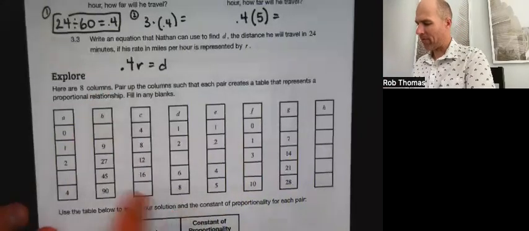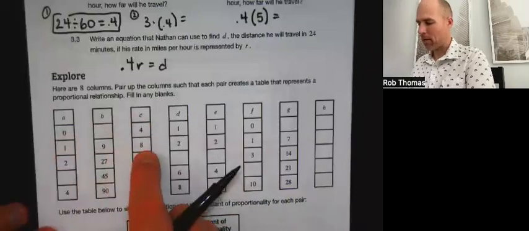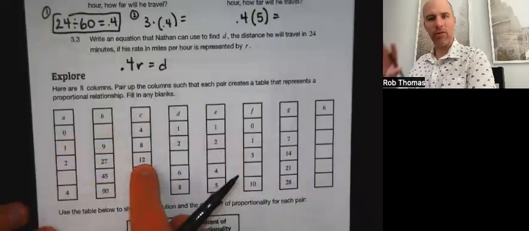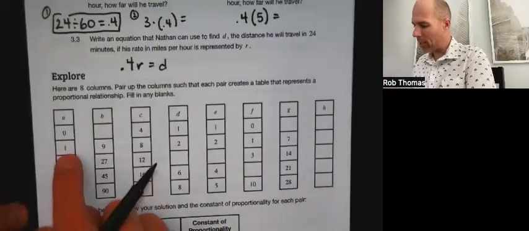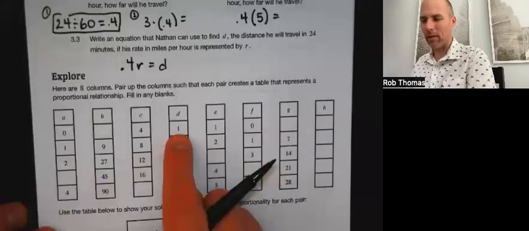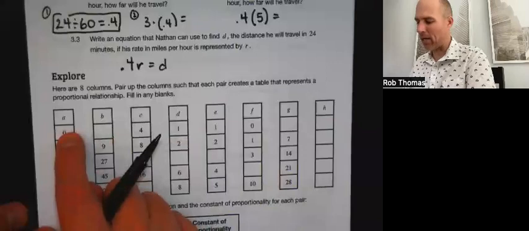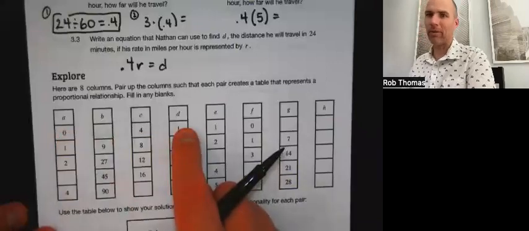If I try A and C, 1 times 8 is 8. 2 times 8 is not 12. So it can't be A and C. All right, let's try A and D. 1 times 2 is 2. Oh, wait, but this first one can't be 1. This one's got a 0 in the first spot. 0 times nothing equals 1. You can't do that. So it can't be A and D.